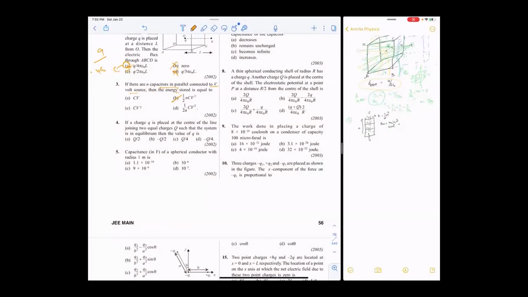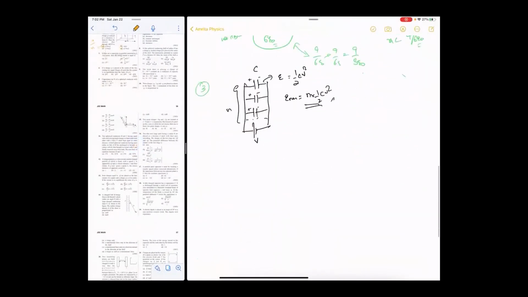Gauss law. Now, if a charge Q is placed at the center of a line joining two equal charges Q, such that the system is in equilibrium, the value of small q is? Question number 4: there are two charges Q and Q, and small q is kept such that it is in equilibrium. Obviously it should be at the center because these two are symmetric. If they were Q1 and Q2, it wouldn't be at the center. If the total length is 2L, this is L and L. That is a simple guess. Another guess: there should be an opposite sign because Q and Q will repel.